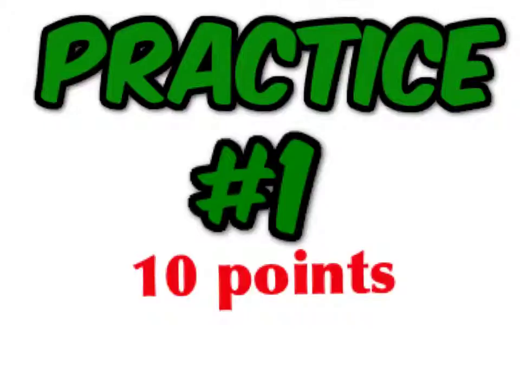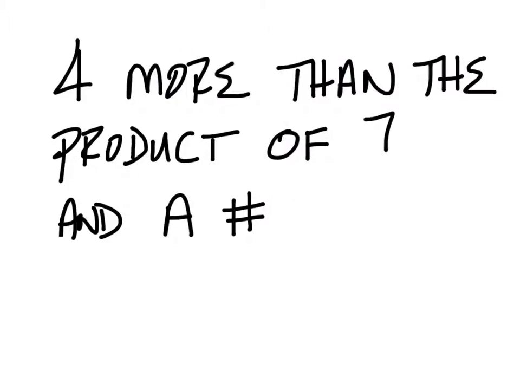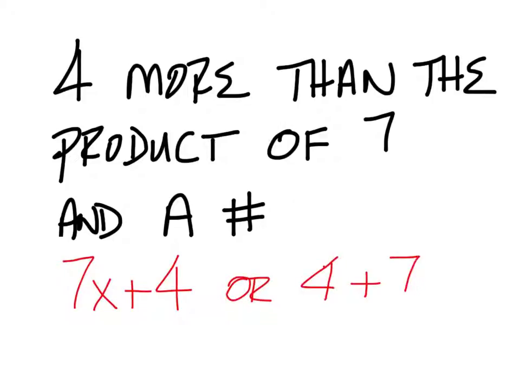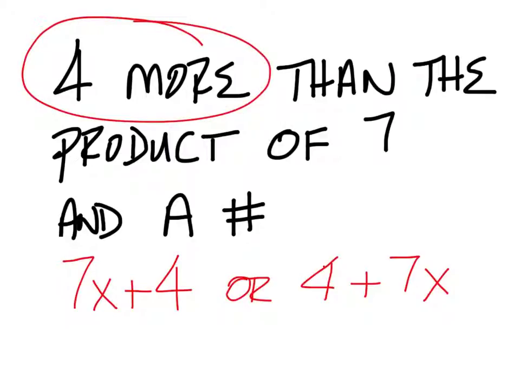Alright, here's a practice. You give this a try and bring it up. 4 more than the product of 7 and a number. Everybody had this one right. You could put 7x plus 4, or if you had 4 plus 7x, then that would be right as well. So everybody had it. But in the future, remember, if it's 4 more of something or 4 less than something, put it on the right with that sign.